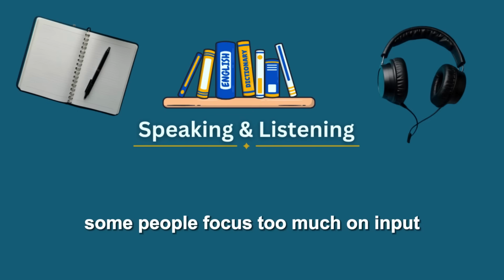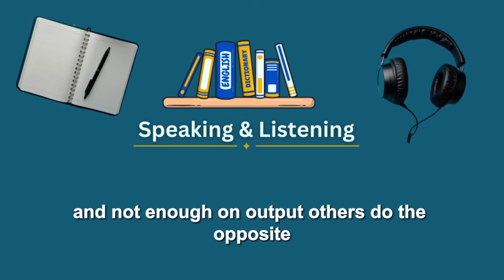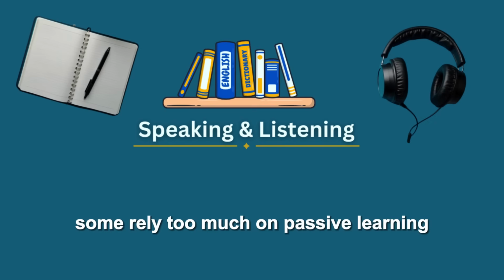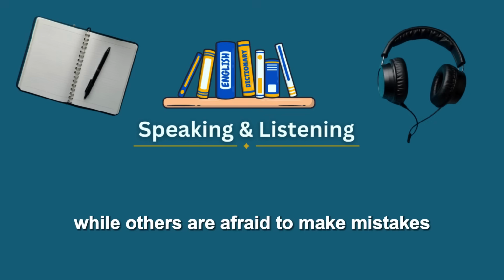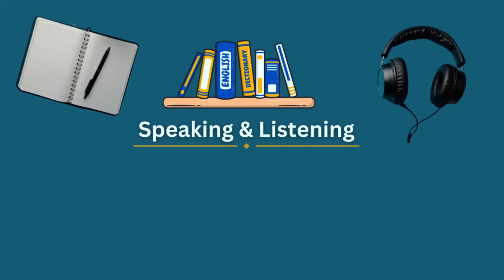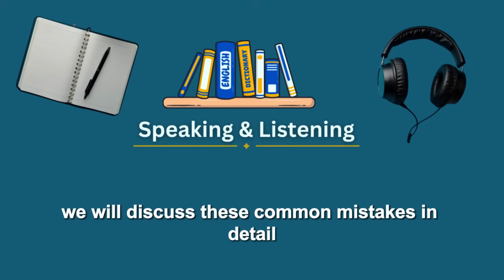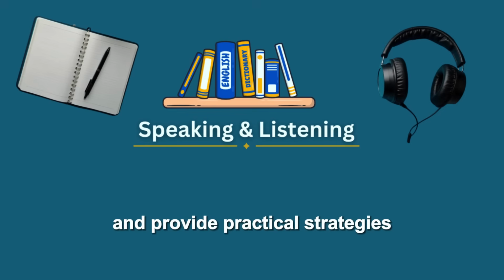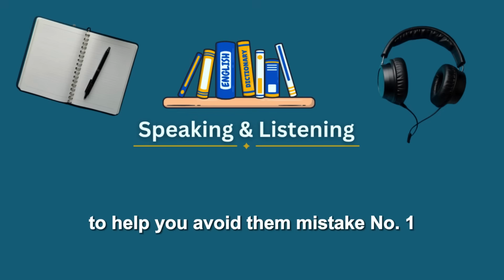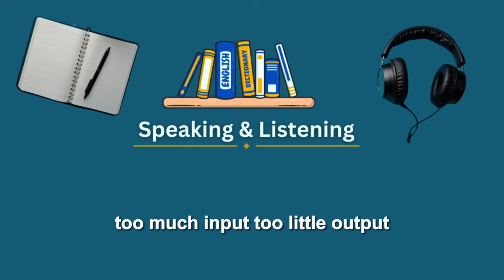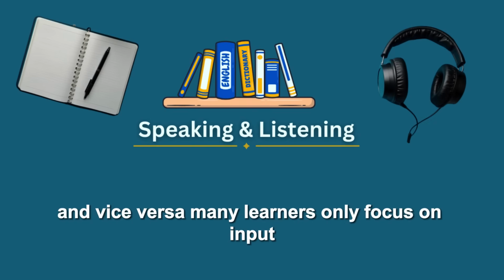Some people focus too much on input and not enough on output. Others do the opposite. Some rely too much on passive learning, while others are afraid to make mistakes when speaking or writing. In this section, we will discuss these common mistakes in detail and provide practical strategies to help you avoid them. Mistake number 1: too much input, too little output, and vice versa.